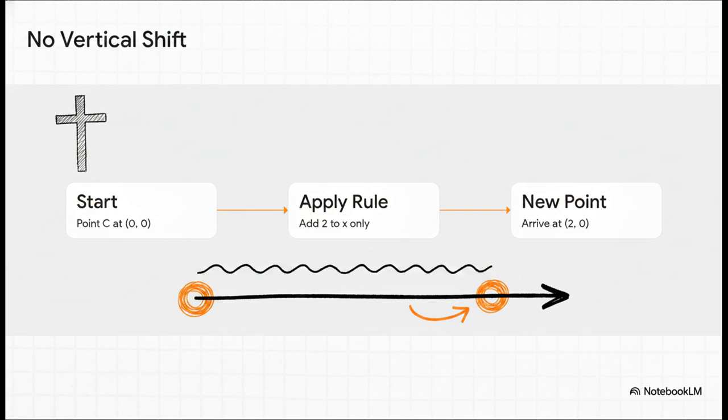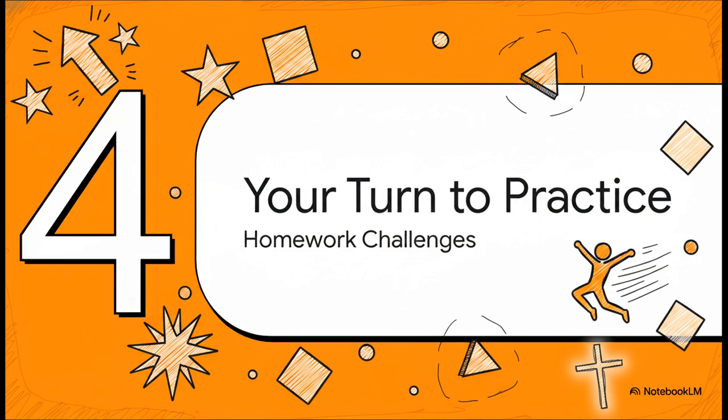Because we don't add or subtract a single thing from y, that vertical position does not budge. We strictly shift the point 2 units to the right on the x-axis. So 0 plus 2 is 2, and the y stays a big old 0, meaning our new point is (2, 0). Simple, right? And now for my favorite part.